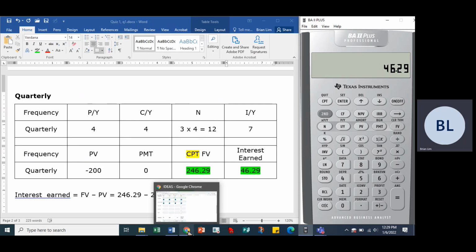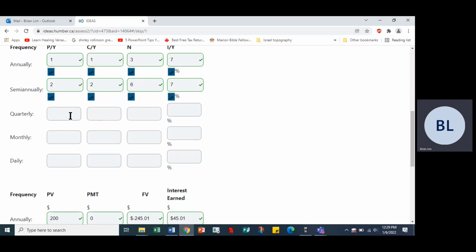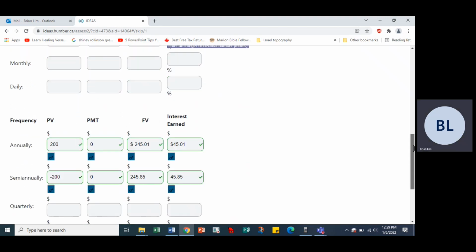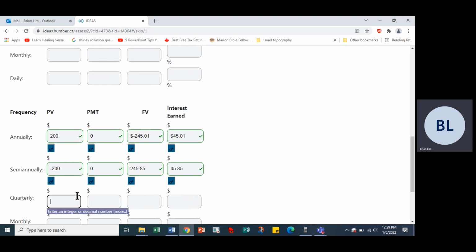Now let's go back and enter these numbers. What are they? Well, PY is 4, and likewise CY is also 4. Now what is N? N is the 3 times 4, which gives us 12. The interest rate is still 7%, and the amount that was deposited is still the $200, so we can choose to put in negative 200, especially if we want a positive value for the future value.